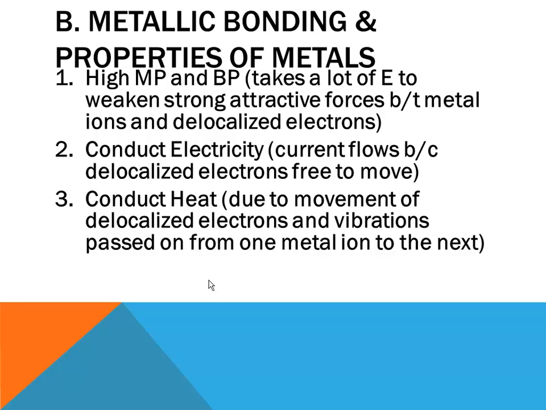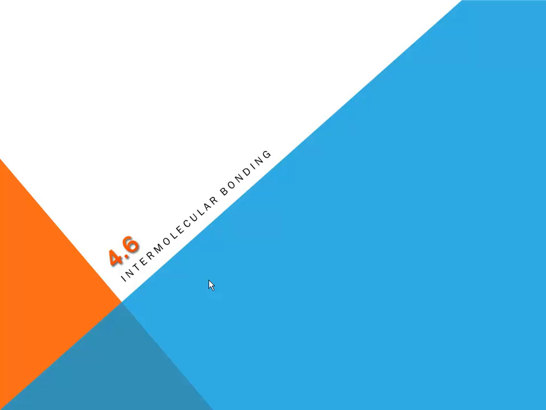So, a few properties: high melting points, high boiling points. These take a lot of energy to break, therefore you need a lot of energy to melt and boil. They conduct electricity because of free-flowing electrons, and they conduct heat because of the movement of these electrons as well.